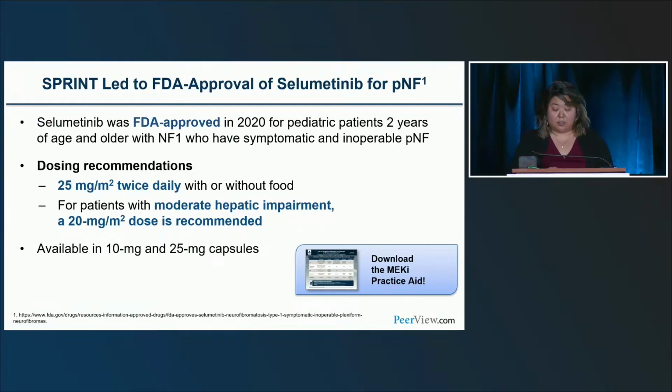So this led to the FDA approval of selumetinib in April of 2020. So it's now approved for pediatric patients over the age of 2 who have a symptomatic and inoperable plexiform neurofibroma. And as Carlos alluded to, significant disfigurement is considered symptomatic. There were some recent changes in the FDA labeling, and this is now able to be taken with or without food, which is amazing.